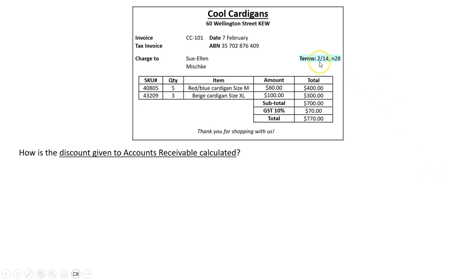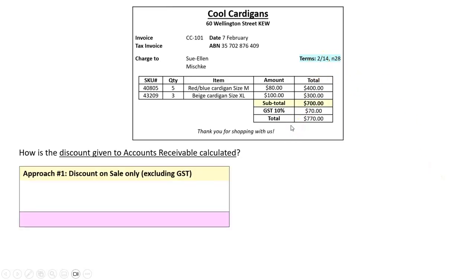What we need to do now is figure out how to calculate the discount amount. So we know it's 2%, but 2% of what? Well, there's two ways we could do this. We could say the discount is just on the sale only, excluding the GST. So that would be this amount here. So we could say the sale amount was $700. The discount is going to be 2%. So therefore, the discount expense that we're going to give is $700 times 2%, which is $14. So that's one way to do it. We calculate the discount on the sale only and exclude the GST.